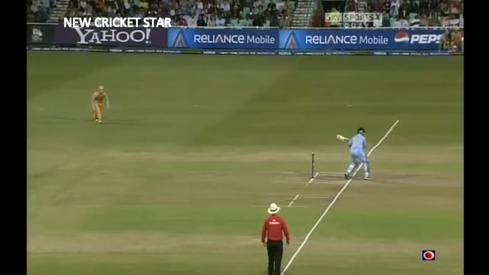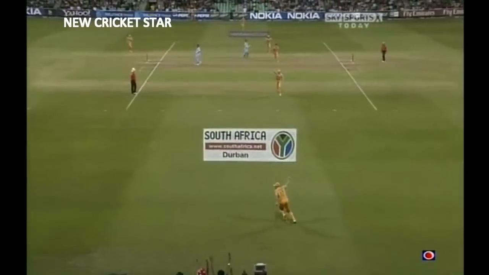Let's have a look at this. Hopefully we'll pick him up. He falls over or slips, then he has to get up. But that is unbelievable.